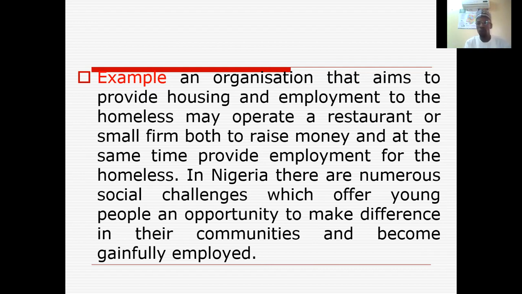In Nigeria, there are numerous social challenges which offer young people an opportunity to make a difference in their community and become gainfully employed. The essence of these entrepreneurship programs is to help students stand on their own after graduation. You don't have to depend on government or anybody to give you a job. You have what it takes to go into your own entrepreneurship. And these opportunities are not only in the economic sector. There are so many opportunities in social entrepreneurship, because we have a lot of problems that need creative individuals with very creative solutions. If you look at your community, you see a lot of problems which need you to make an effort to solve using a business-like way, that is social entrepreneurship.